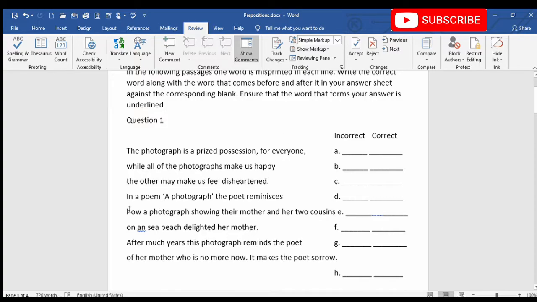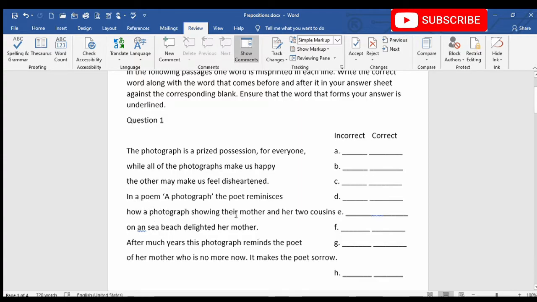Here there is a mistake in the article a. So this will change to the. In the poem, a photograph, the poet reminisces. So do this correction. This is here the wrong word. It will be changed to the. Now let's go to the next line.